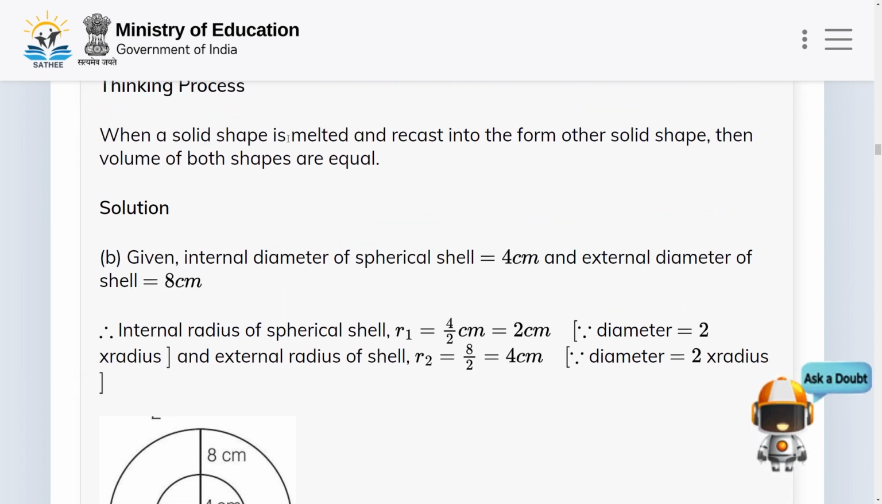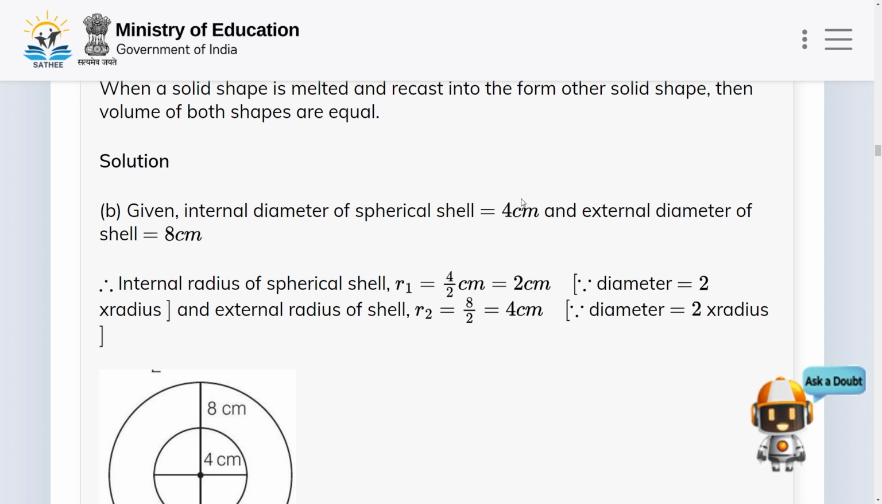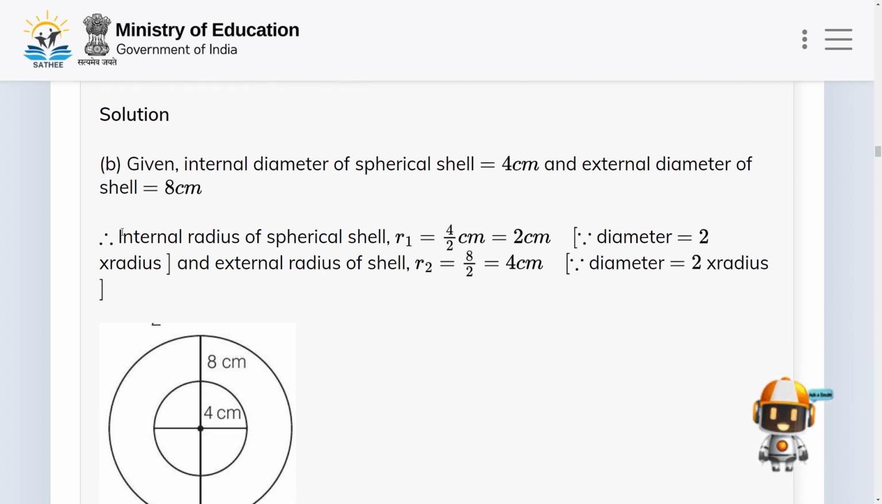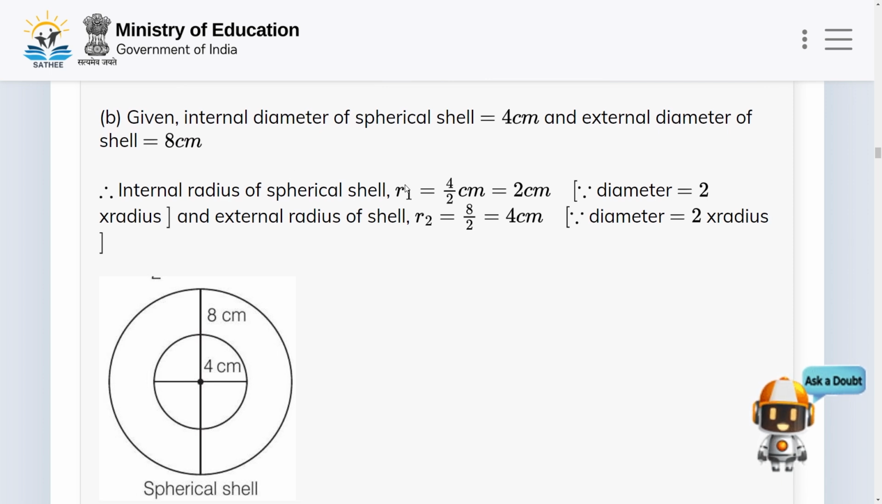So first of all, when a solid shape is melted and recast into the form of another solid shape, then the volumes of both shapes are equal. Given the internal diameter of the spherical shell is 4 centimeter and the external diameter of the shell is 8 centimeter. So therefore the internal radius of the spherical shell, R1, is equal to half of the internal diameter, that is 4 by 2, which is equal to 2 centimeter. And the external radius of the shell, R2, is equal to 8 by 2, that is equal to 4 centimeter.